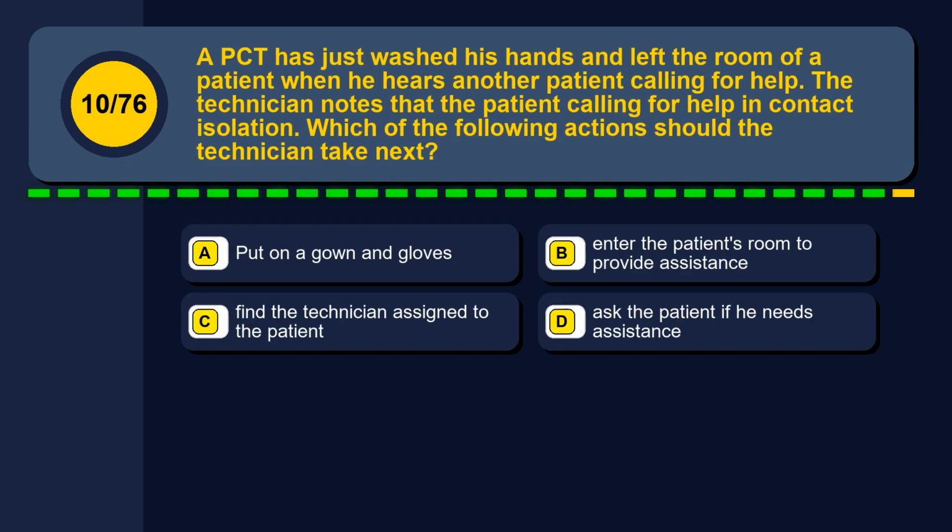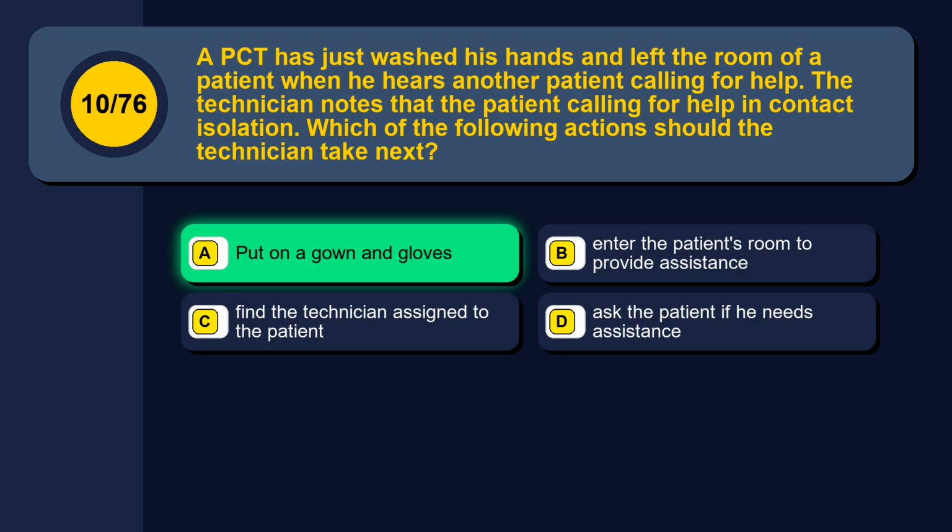Question 10. A PCT has just washed his hands and left the room of a patient when he hears another patient calling for help. The technician notes that the patient calling for help is in contact isolation. Which of the following actions should the technician take next? Option A, put on a gown and gloves. Option B, enter the patient's room to provide assistance. Option C, find the technician assigned to the patient. Option D, ask the patient if he needs assistance.